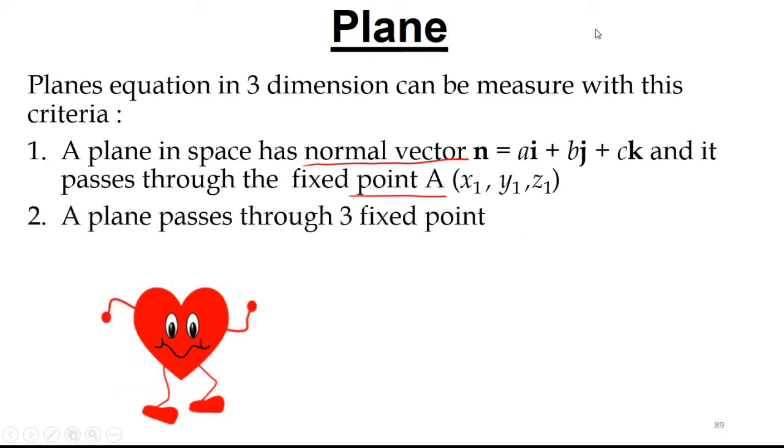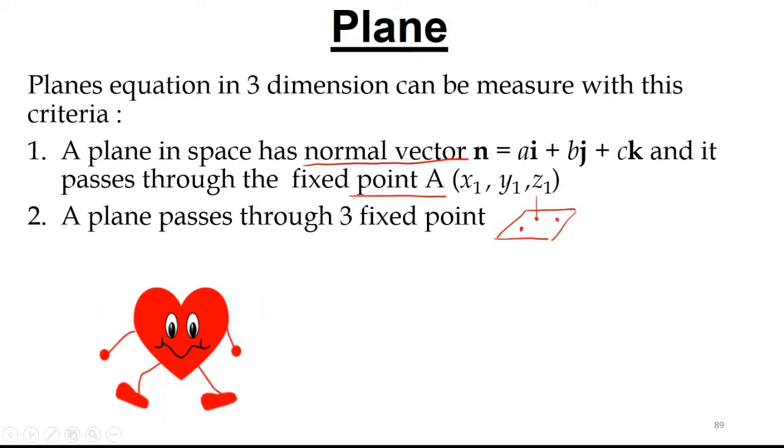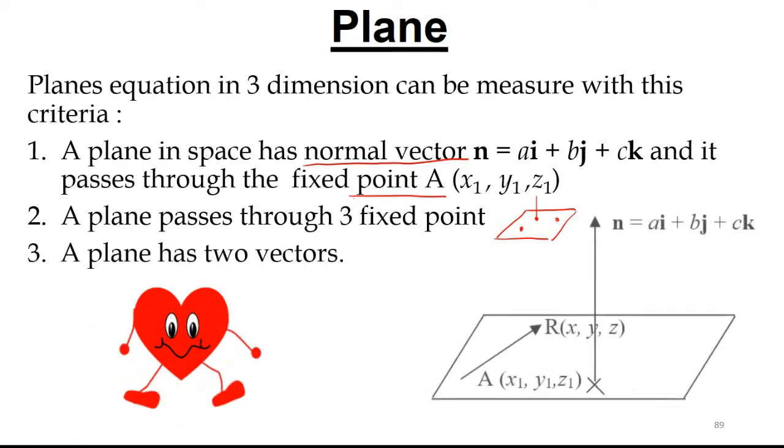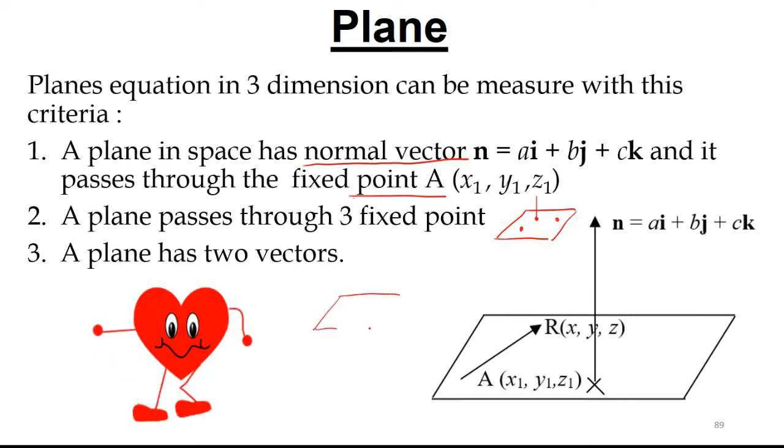Okay, the second case is plane passes through 3 fixed points. So you have one plane, and you have 3 fixed points: 1, 2, and 3. And the third one is a plane has 2 vectors. So if you have plane with 2 vectors, means you've got one plane and then one vector here and another vector like here. So you have 2 vectors there.